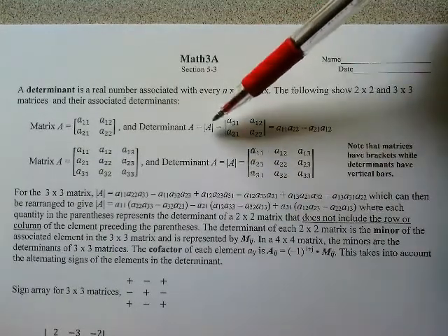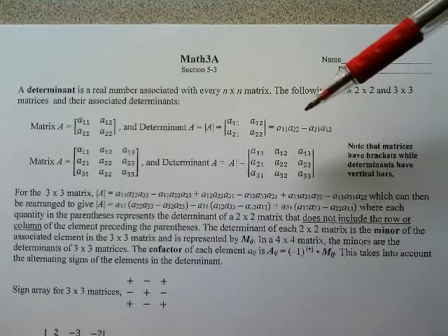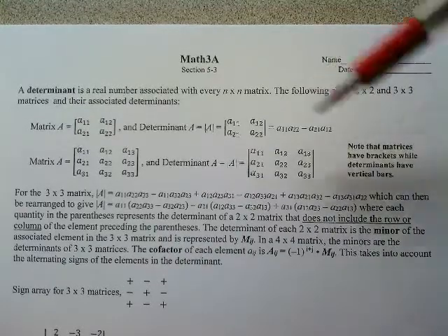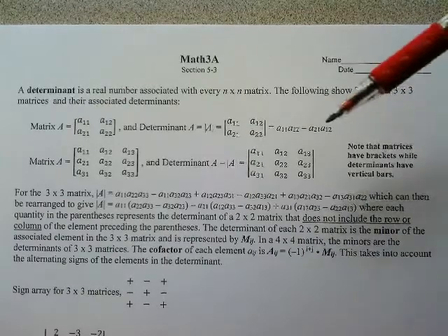It is put in lines like that to show that it is a determinant. So notice matrices have brackets while determinants have the vertical bars.